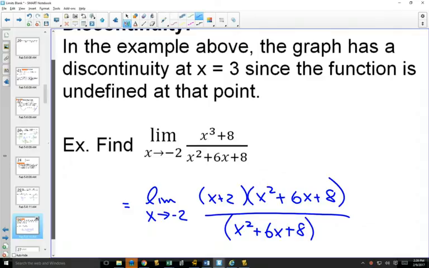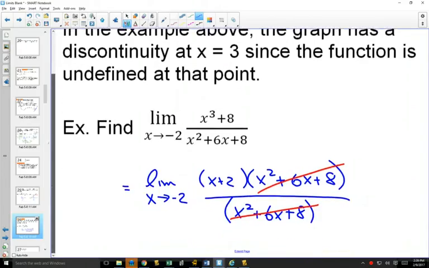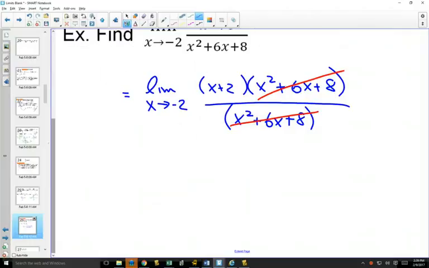And it just so happens that when you factor that sum of cubes on the top, you get a factor that's identical. And so now our equation just becomes the limit as x goes to -2 of x plus 2. And now, since you're no longer dividing by 0, you could just plug it in. And when I plug in negative 2, I just get 0.